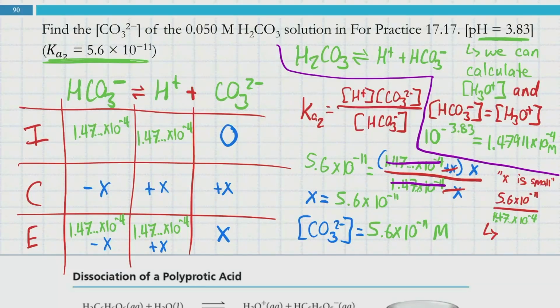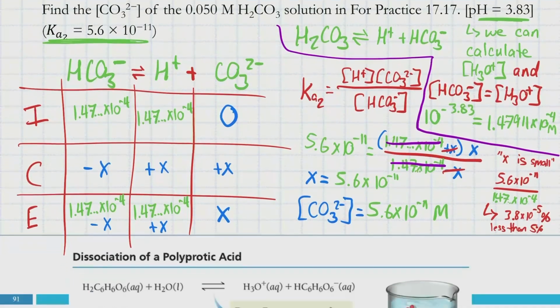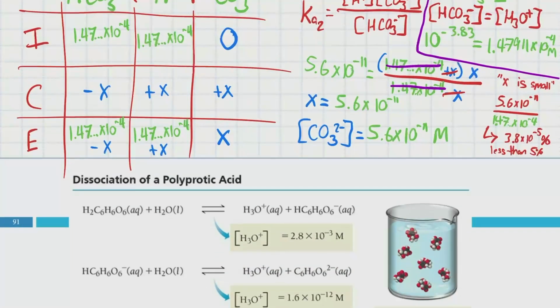And it's, in this case, 3.8 times 10 to the minus 5%, much less than 5%. So our x is small passes with flying colors. If it was for some reason bigger than 5%, we would get to do the full quadratic mess.